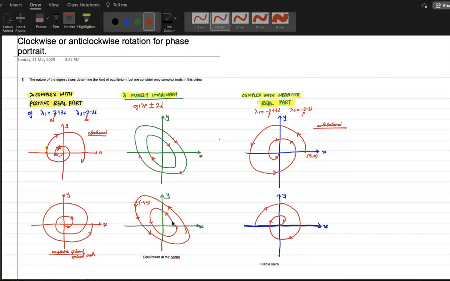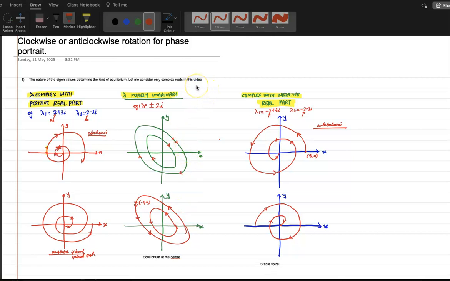Okay, so in this video, I'll be discussing when you're doing a phase portrait, how do you know whether you have to draw it clockwise or anti-clockwise? I'll start with a basic revision of what we did in the last video, understanding the nature of the eigenvalues. Let me consider only complex roots in this video.